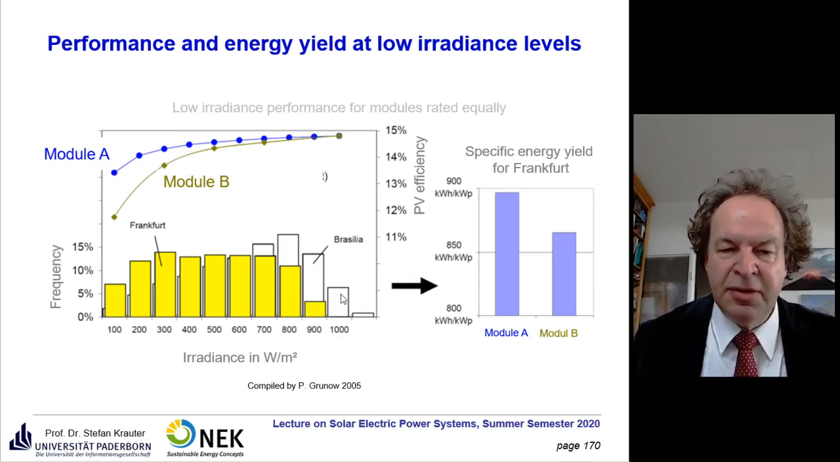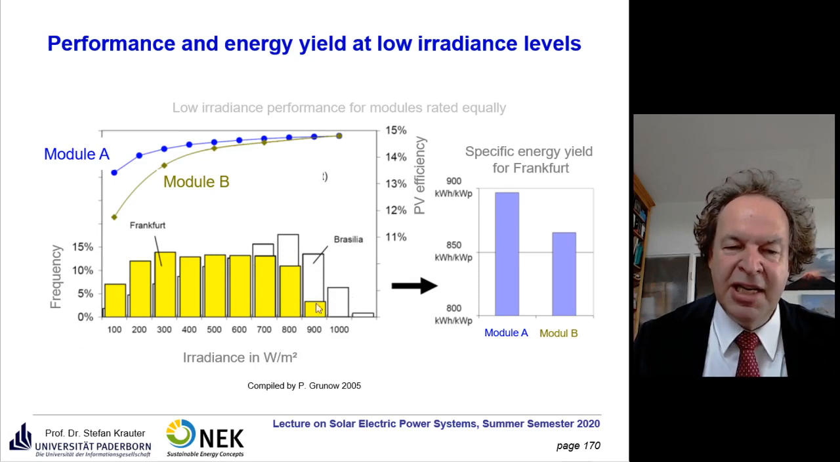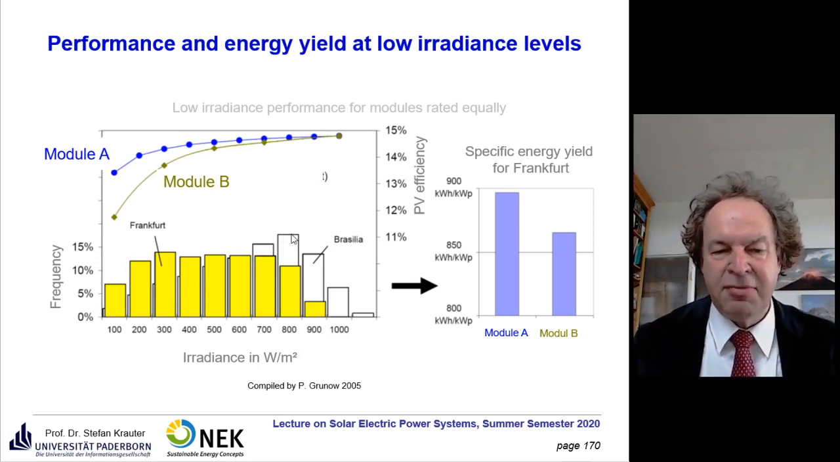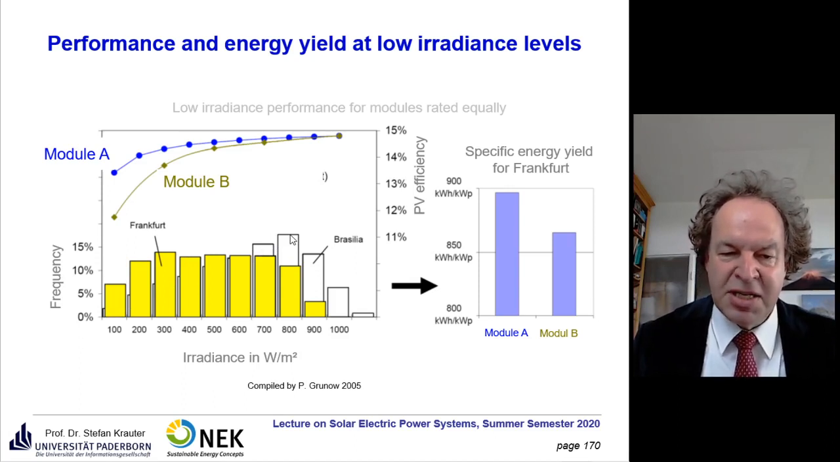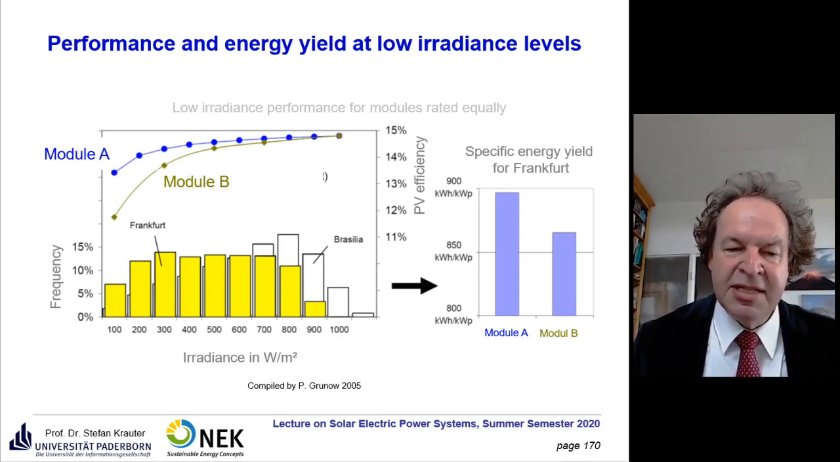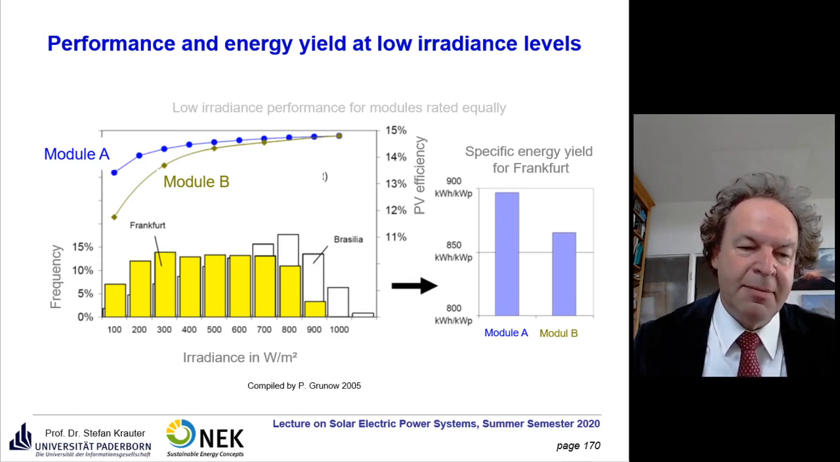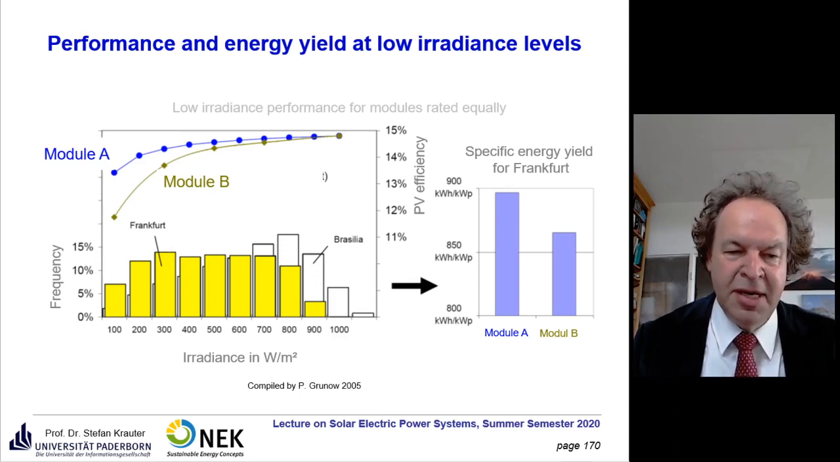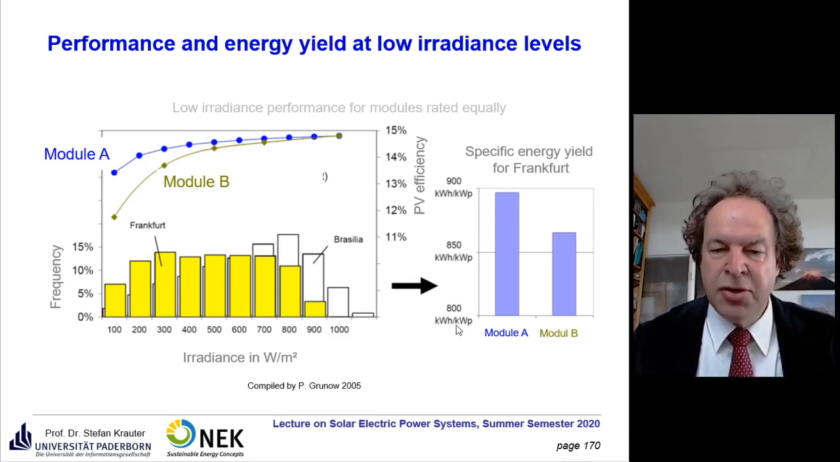So for example, here you have Brasilia, which is the capital of Brazil, with an irradiance characteristic, what you see here. So here is the frequency or the probability of such an irradiance range. Most of the irradiance in Brasilia is coming in at an irradiance level of about 800 watt per square meter. If you compare that to Frankfurt, there you see most of the irradiance comes in at about 300 watt per square meter statistically.